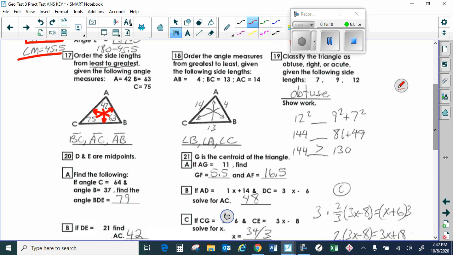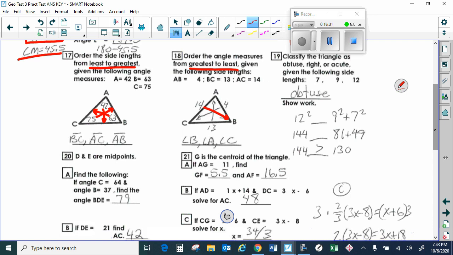18, or the angle measures based off their side lengths. Let's go in the reverse direction. I just put these numbers in here since 4 is the smallest, and angle C is the smallest. What do I say? From greatest to least. Okay, so greatest is 14. So make sure you pay attention, greatest to least, this one, or this one, least to greatest.